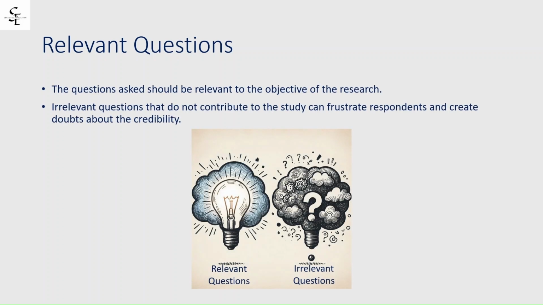The next point is to ask relevant questions. The questions should be relevant to the objective of the research. Irrelevant questions that do not contribute to the study can frustrate the respondents and create doubts about the credibility. For example, if in an inquiry to understand the dietary habits, questions like "Do you play a musical instrument?" is irrelevant, as it is not useful for the researcher, and the respondent will also think what is the relation between a musical instrument and dietary habits, so he will be hesitant to answer the question.